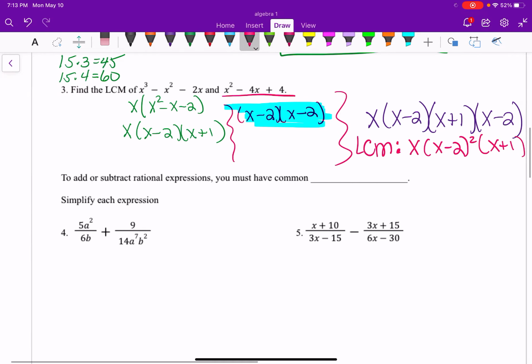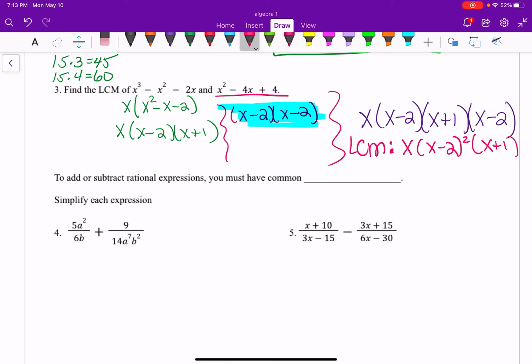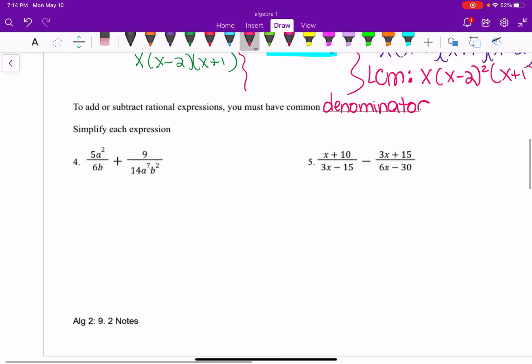Okay? Now, to add or subtract rational expressions, fractions, you must have a common denominator. So that's why we just went over this. This is how we get a common denominator. Okay? So let's look how to make 6 and 14 into a common number. So we need these both to be over the same. So 6 and 14, let's see.